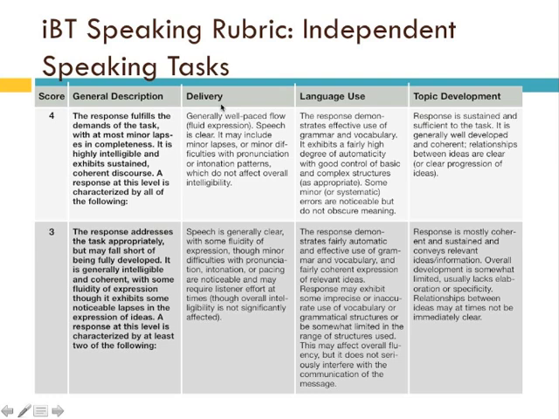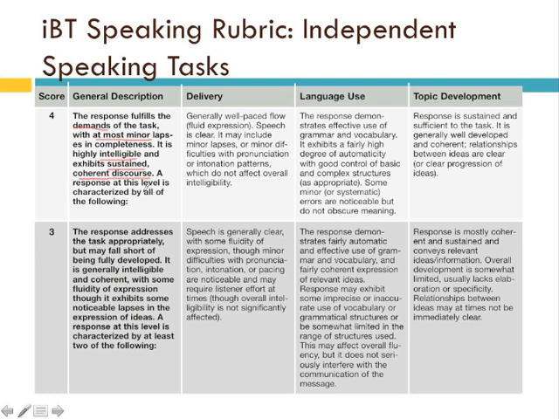But notice in each area, we're given different dimensions. And the key is to think about what these particular words can help us get a clue as to what the test is looking for. Well, first off, notice in the general description, it mentions that it fulfills the demands of the task, with at most minor lapses. So in other words, a few mistakes, but that's acceptable. It's highly intelligible, exhibits sustained and coherent discourse. So one of the first things we need to recognize is we should not use a lot of pauses, or we should not repeat ourselves a lot because we need to keep speaking in a nice, fluid way.